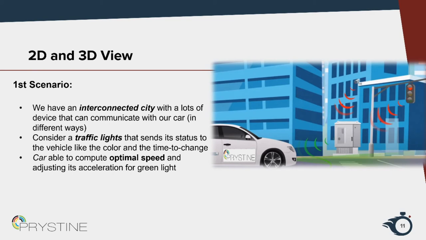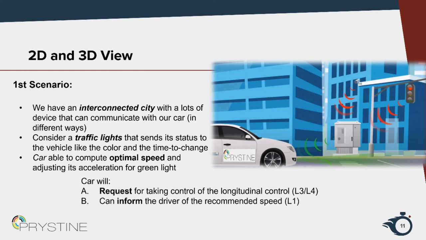We have an interconnected city with lots of devices that can communicate with our car in different ways. We consider, for example, a traffic light in this scenario that sends its status to the vehicle, like the color and the time to change. Our car is able to compute the optimal approach speed by adjusting its acceleration to reach the traffic light during the green light. For instance, the car could request to take control over the longitudinal control, or simply inform the driver of the recommended speed.